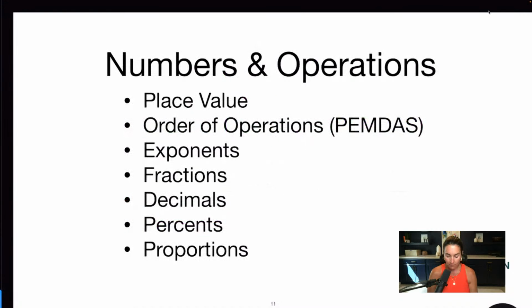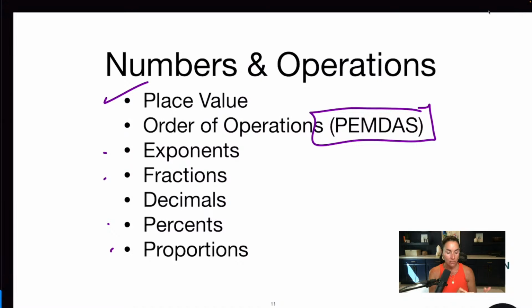Let's have a look at numbers and operations. So again, you're looking at place value, order of operations, also called PEMDAS. In this category, you're going to have exponents, fractions, decimals, percents, and proportions. Anything numbers, anything operations. And most math tests have numbers and operations, algebra, geometry, and probability and stats. Even ACT is the same. 10th grade math exams are the same. Elementary math exams are the same. They're just developmentally appropriate based on this, okay?